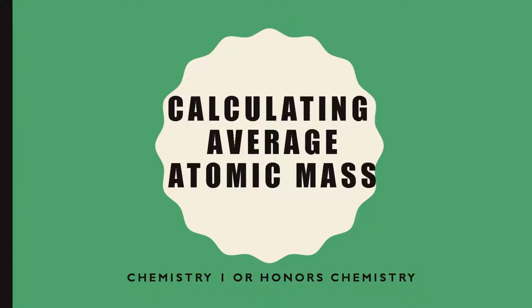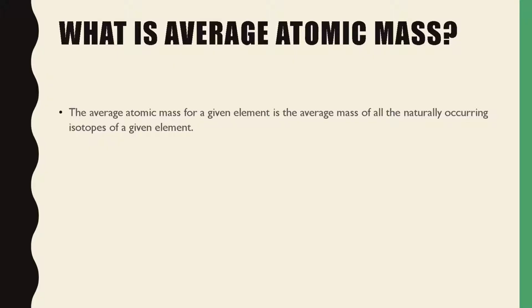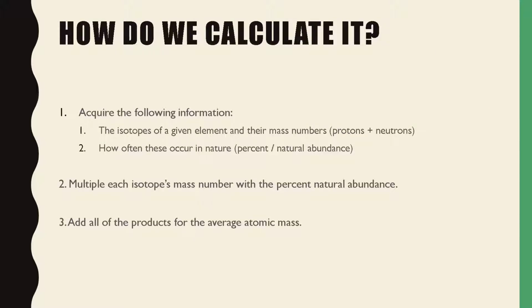Hi everybody, today we are going to be talking about calculating the average atomic mass. The average atomic mass for a given element is the average mass of all naturally occurring isotopes of that given element. And how do we calculate it? There are three main steps.